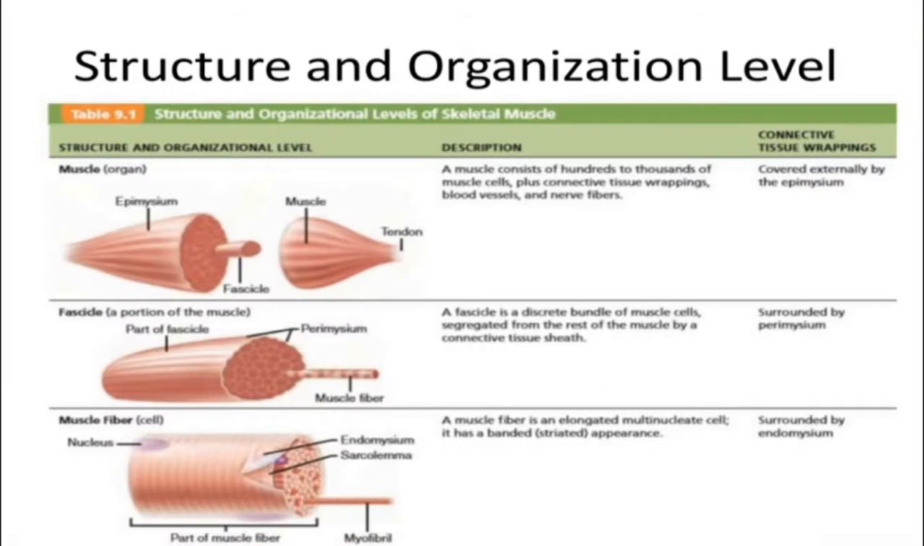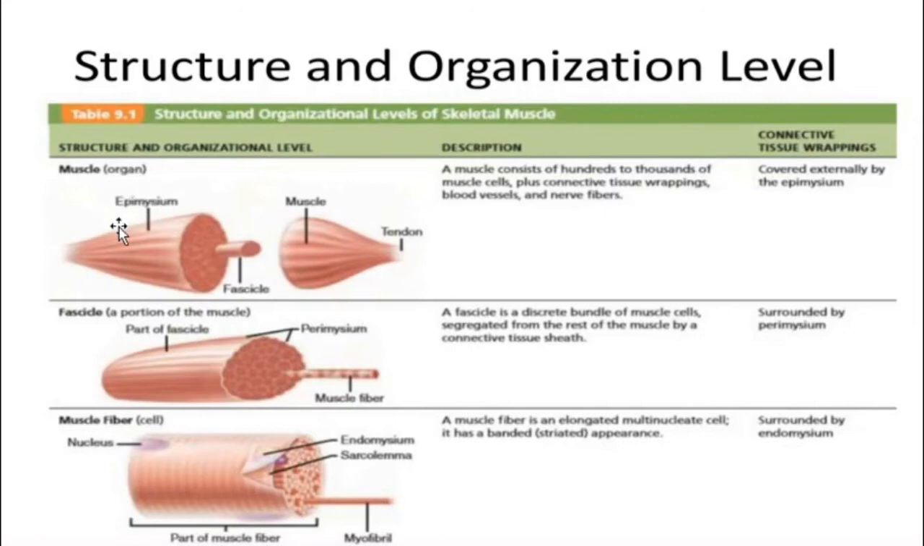Now let's proceed to the structure and organization level of the muscle. Let's take for example a specific muscle like the gastrocnemius. Here we have a whole muscle, and the muscle is covered with epimysium. Each muscle, like the gastrocnemius and digastric, is covered by a connective tissue called epimysium.